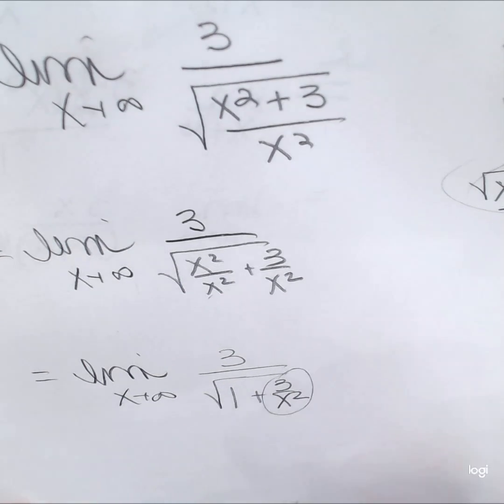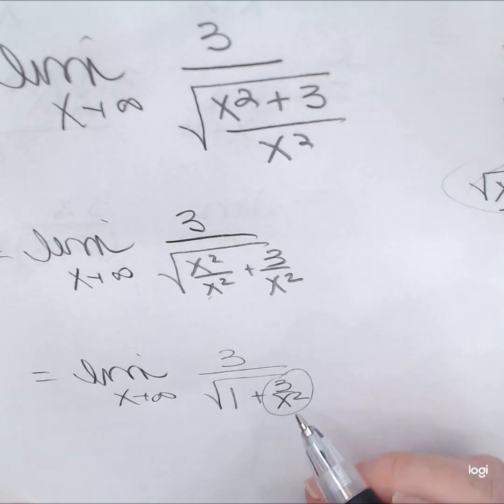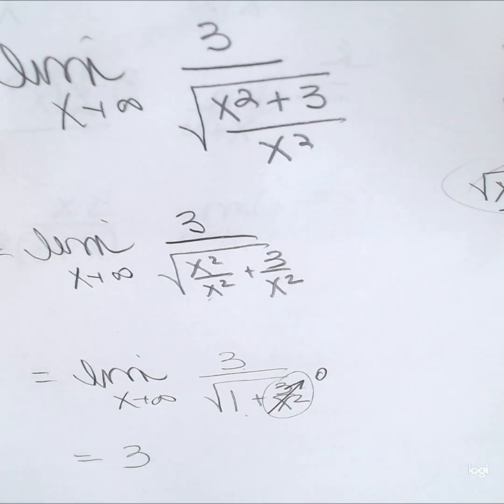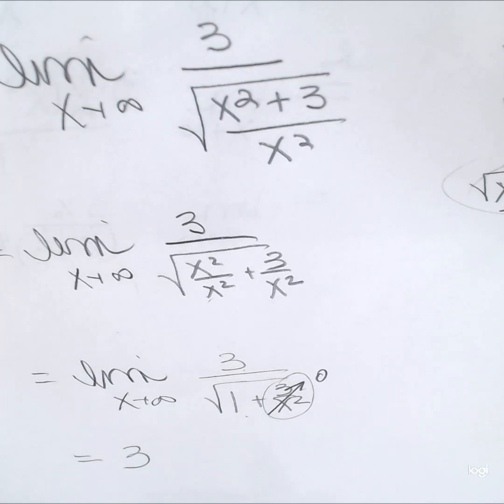And then what happens when we put infinity into the denominator of any fraction? That fraction goes to 0. So we simply get 3 over the square root of 1, which is 3. So again, here was a case where L'Hopital's rule would not work because we just kept reproducing tops and bottoms and never got rid of anything, but we simply came in and divided by the highest power of x.